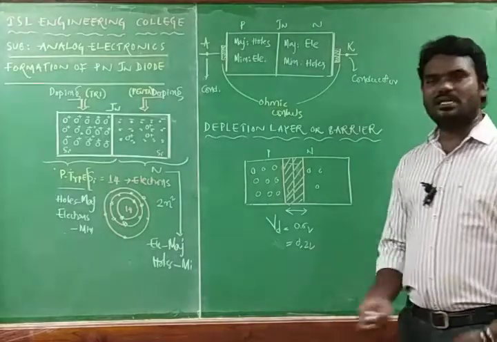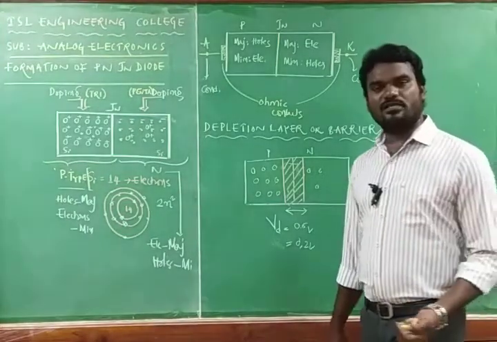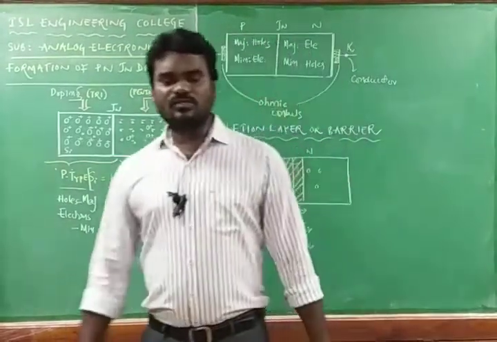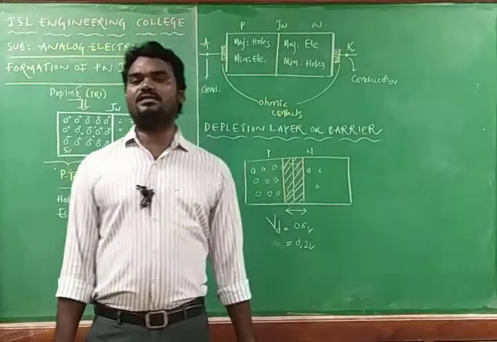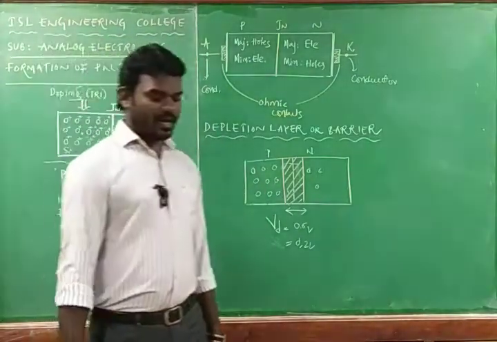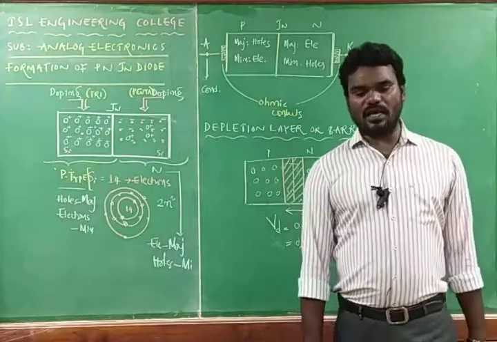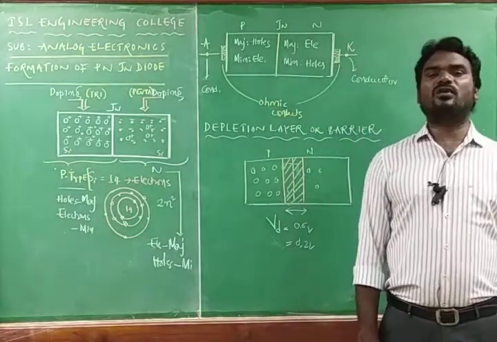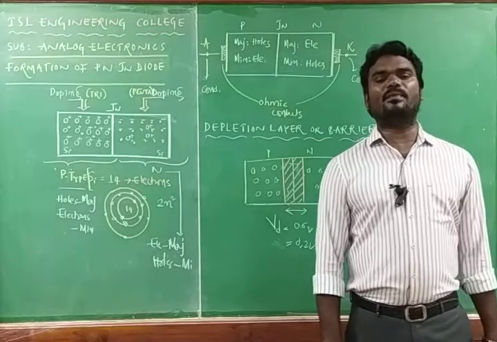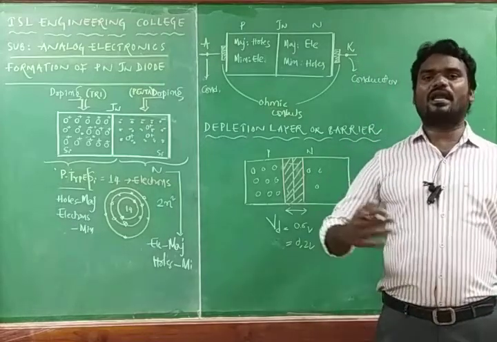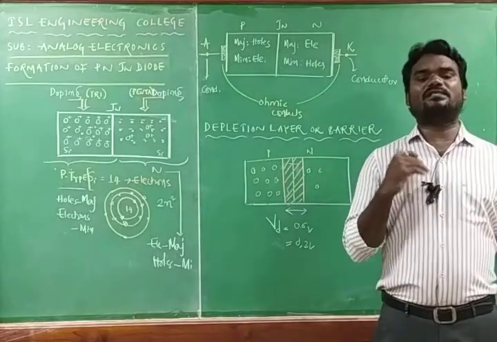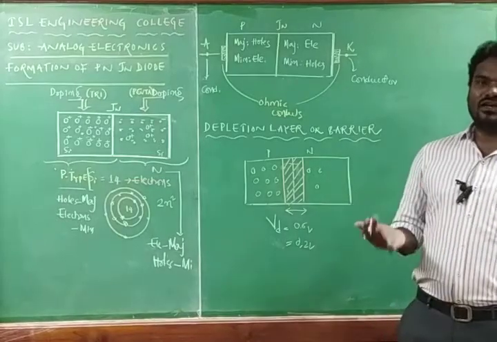And the PN junction diode can be operated in two biasing methods. One is forward bias and another one is reverse bias. In forward bias, the PN junction diode conducts a good amount of current. In reverse bias, the PN junction diode is not going to conduct any current. That means what? The PN junction diode is allowing the current in forward bias, whereas it is not conducting the current in reverse bias.